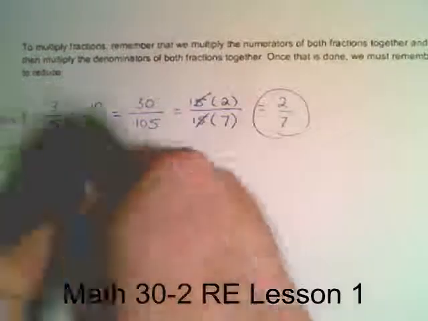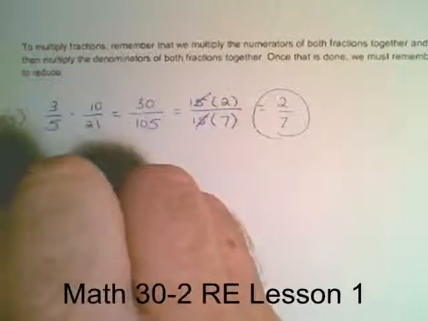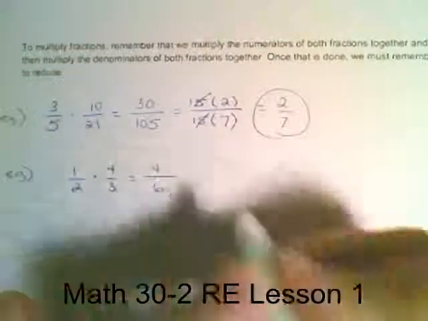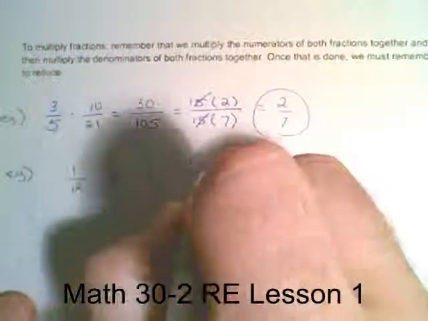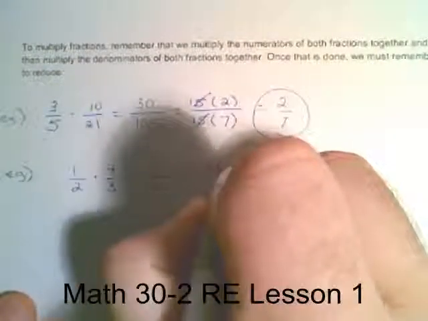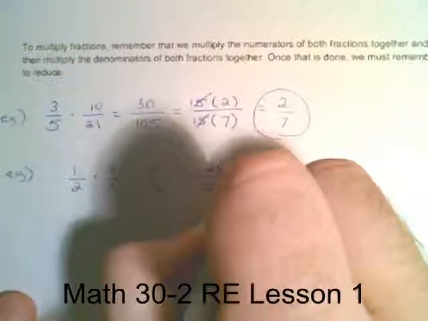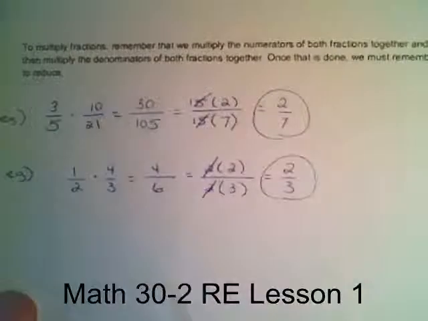It doesn't really matter what happens. If I do something like 1/2 times 4/3, 4 times 1 is 4, 2 times 3 is 6. So I'd get 4/6. Then I start saying, well, how can I reduce that? There's a 2 common, so I'm going to pull that out. And I pull out the 2 in each case. The common factor of 2 cancels, and I end up with 2/3.